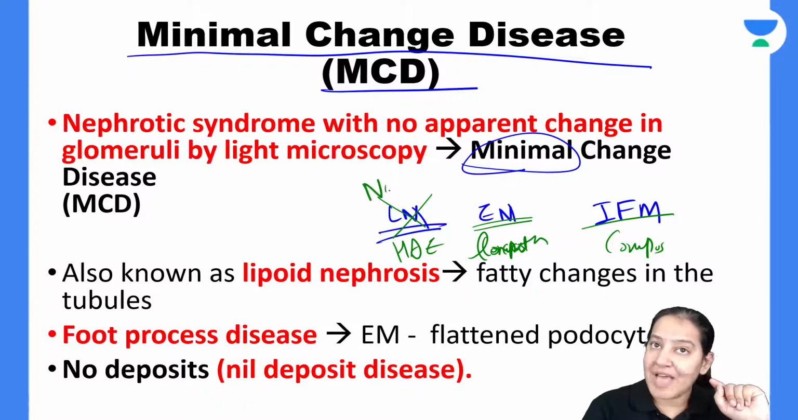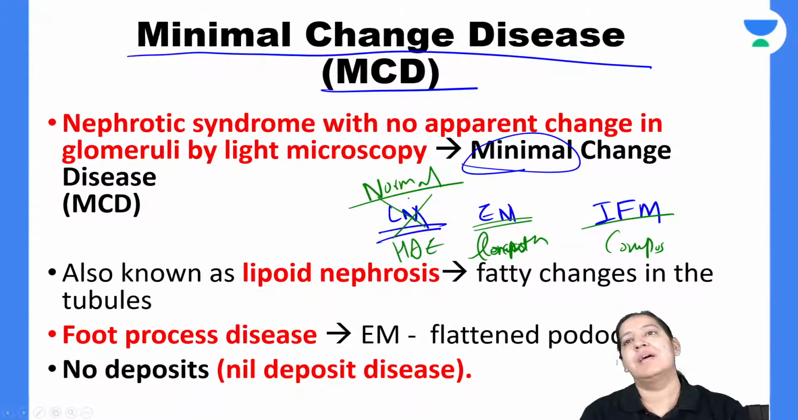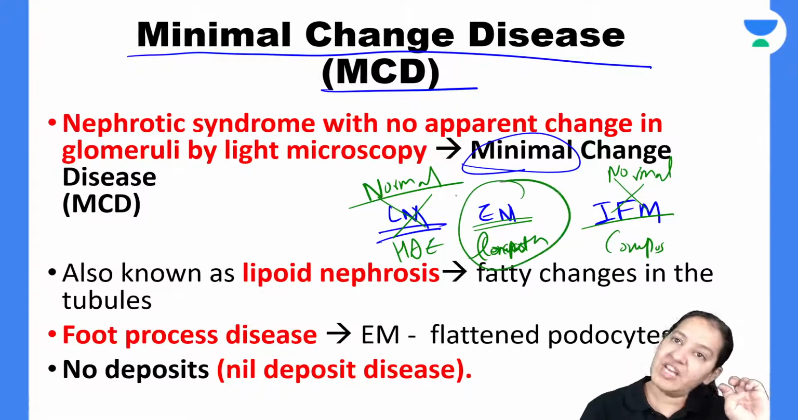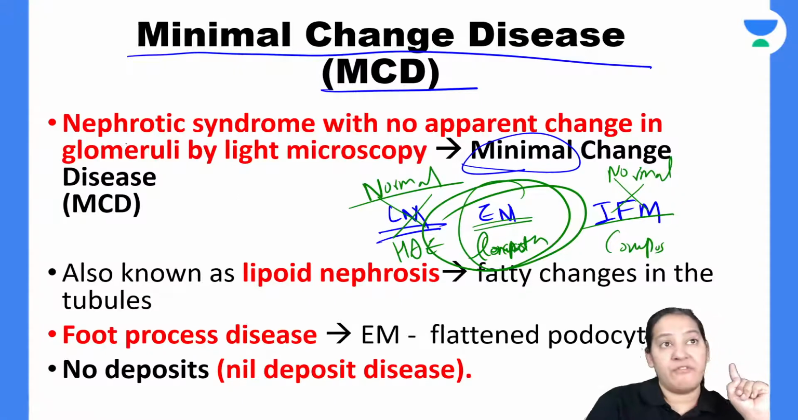Light microscopy is absolutely normal. There is minimal change in light microscopy. That's why it is known as minimal change disease. In immunofluorescence also, there is no change. It is normal because there are no deposits. It is also pauci-immune. The only change is seen in electron microscopy. Have you got it? So it will lead to nephrotic syndrome.